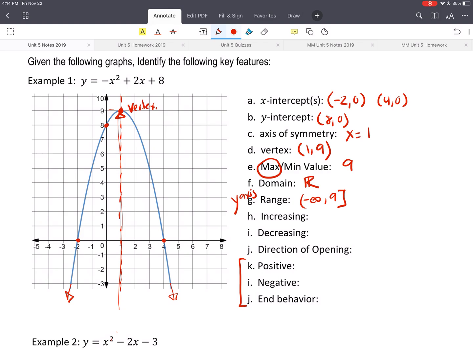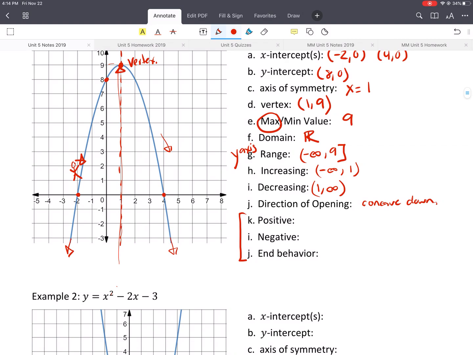Okay, next we have increasing. So increasing, if you're walking on this mountain and you're going left to right, it's increasing all the way until you get to the vertex, which is the highest point in this situation. So it would start at negative infinity as increasing all the way to 1. And then it would decrease from 1 to infinity. Direction of opening here would be down, concave down.